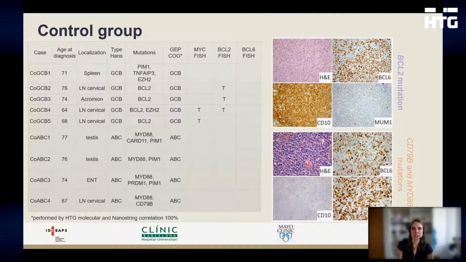As a control group, as earlier mentioned, we added 9 straightforward DLBCL cases, 5 of them with GCB phenotype according to the Hans algorithm and matching gene expression profiling, translocation, and mutations, and 4 cases with non-GCB phenotype according to the Hans algorithm with matching gene expression profiling and mutations. Gene expression profiling was performed by HTG and NanoString and showed 100% correlation in these cases.